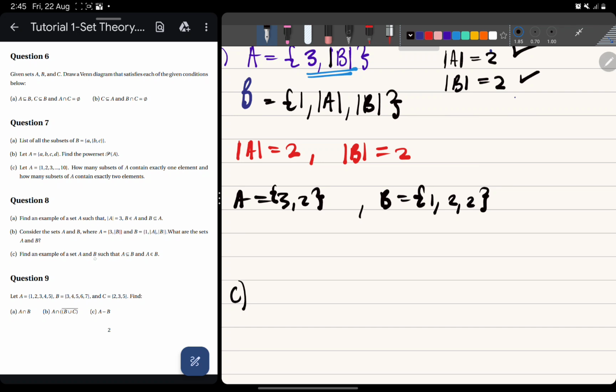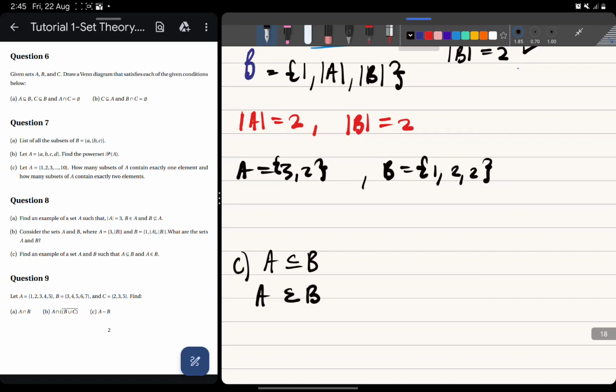Find an example of set A and B such that A is a subset. So we've been told A is a subset of B, and then A is an element of B. You have to understand this. This is carrying you. I said the thing that is going to make you special is to understand the difference between subset and the element of the set.